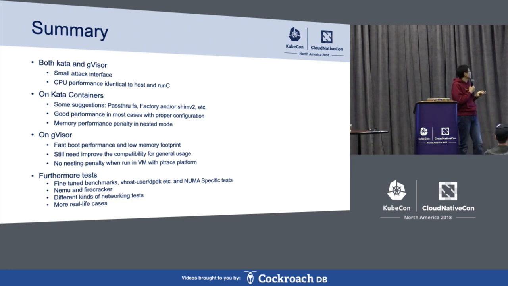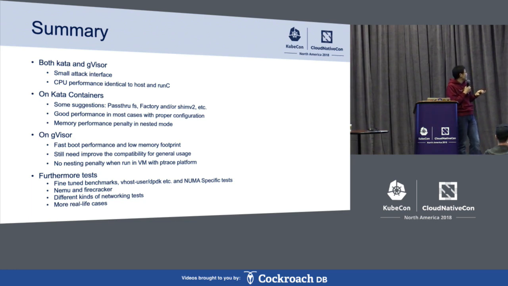And for the Kata containers, using device pass-through may have better performance. And when we enable the template and the ShimV2, they have better boot time and a smaller memory footprint. Also, in most cases, we have good performance. But in the nested virtualization mode, we will meet some performance penalty on the memory side. This should be taken care of.